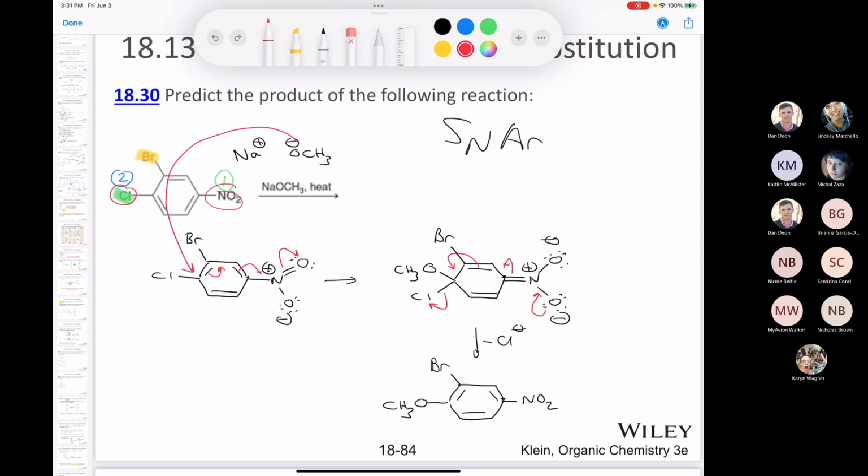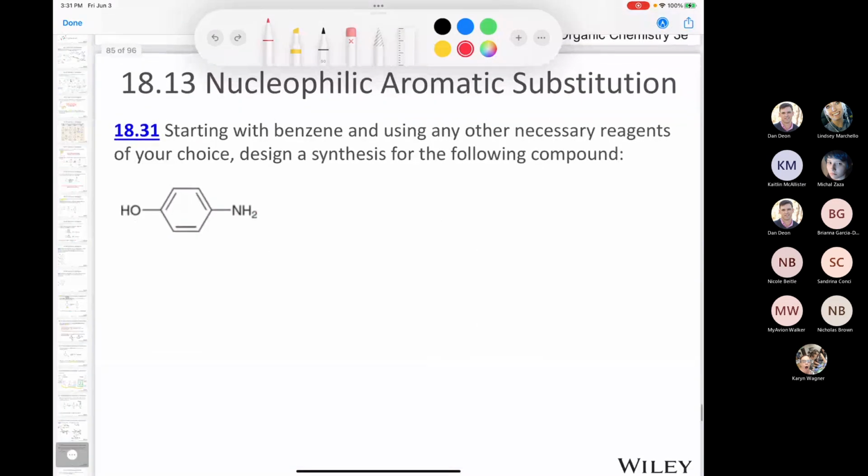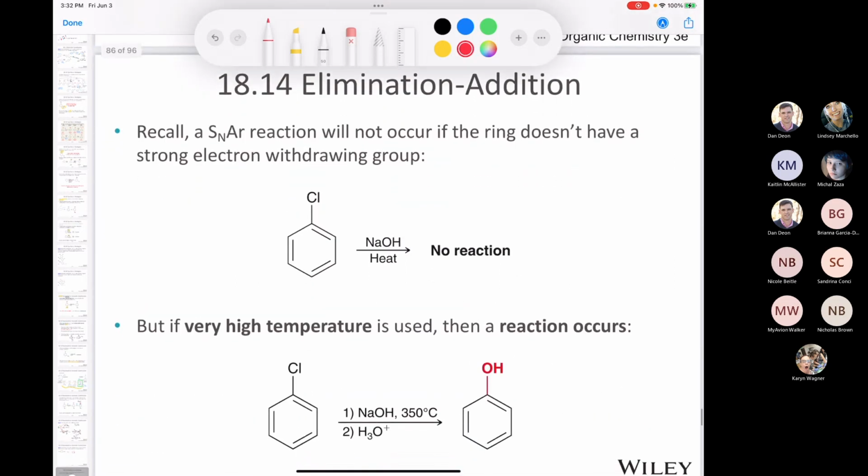So why don't we skip question 18.31, and we'll come back to this on Monday. You can try designing a synthesis for this compound, and you can see that we have a bond between an oxygen and a carbon, and it says you're starting with benzene. Therefore, this is going to require an SNAR reaction, right? Because the only way we know how to make an oxygen-carbon bond to an aromatic ring is from an SNAR. And so I want you to give this one a shot. We'll come back to it on Monday.